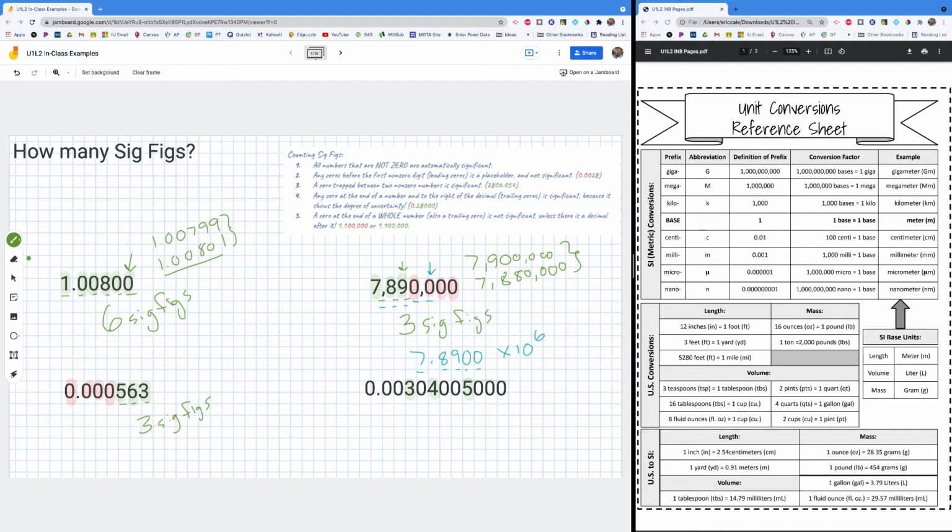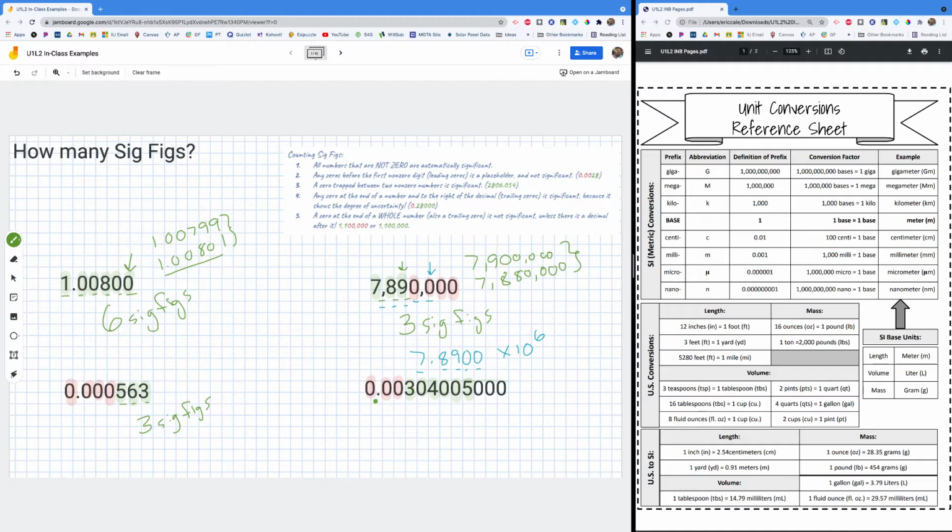Rule number 2, any zeros before the first non-zero. So these guys here, our leading zeros, are not significant. Rule number 3, any zeros that are trapped. So this guy's trapped, these two are trapped. Those are significant.